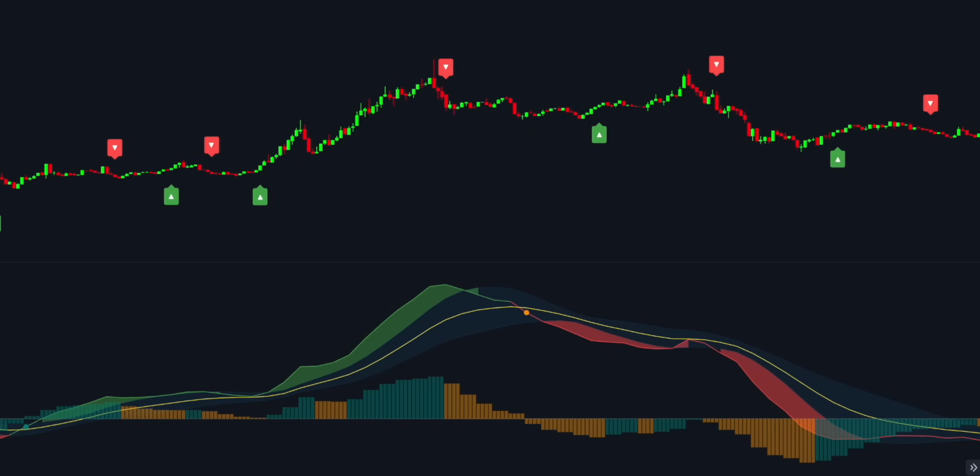So how can we combine these two indicators into one strategy? Before I tell you the answer, we need to decide which indicator will be the first confirmation and which will be the second.